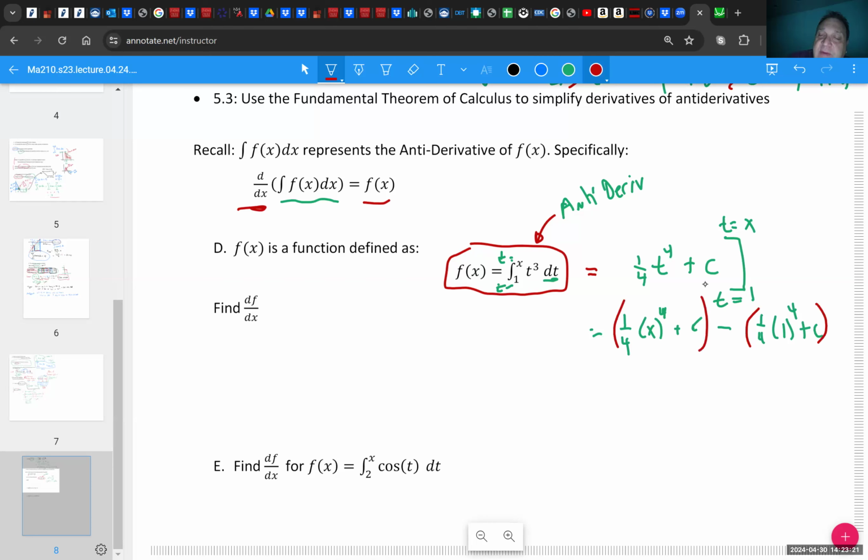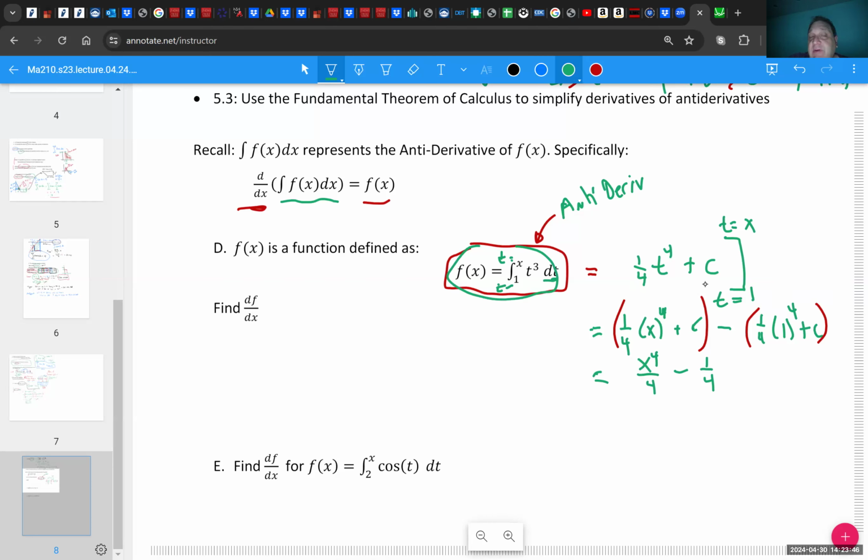Right. So that's what our fundamental theorem of calculus says. You find the antiderivative, you plug in the numbers. And so this is equal to x to the fourth over 4 plus c, minus c goes away. And then you get a minus 1/4 because 1 times 1 times 1 times 1 is still 1. So that's the value of this thing right here.